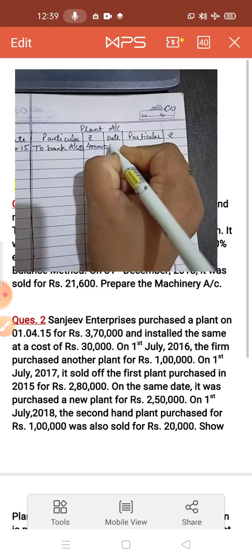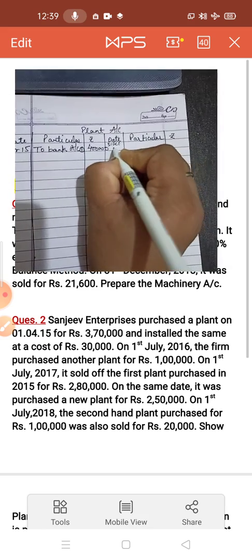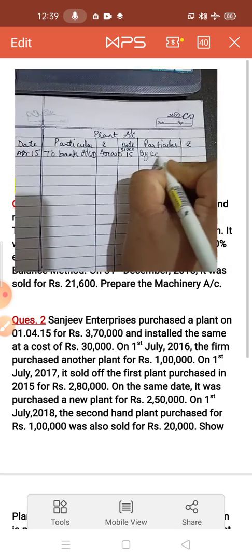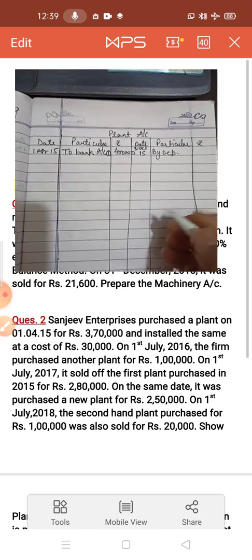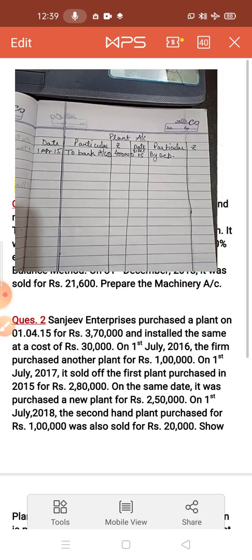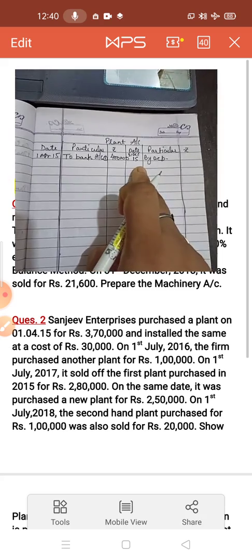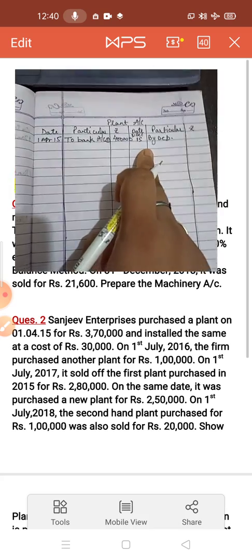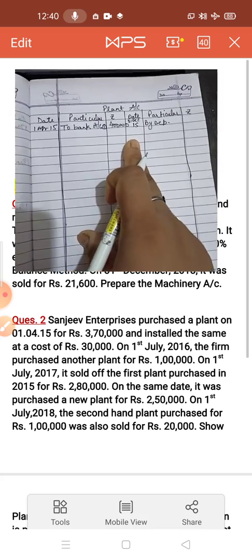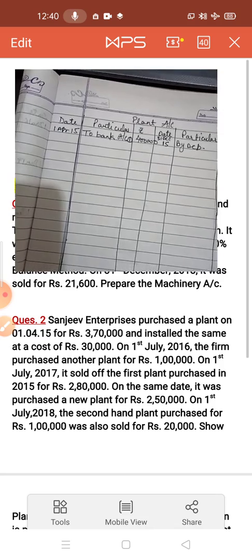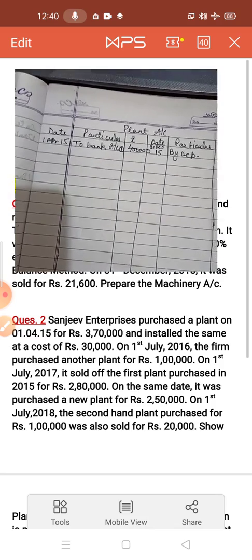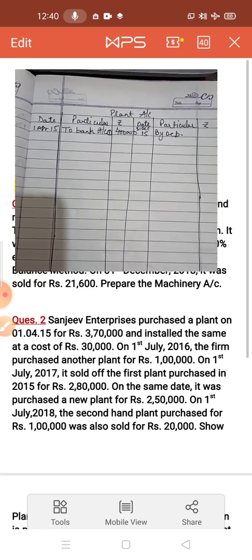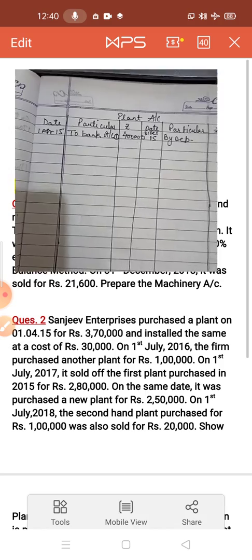So on 31st December you have to charge the first depreciation on the first plant. For how many months do you have to charge the depreciation? See children, for how many months? For 9 months, because from April to December. Please count the months carefully. So April to December you have to count. Now find out the depreciation on 4 lakh. 4 lakh into 10%, and this is for 9 months.